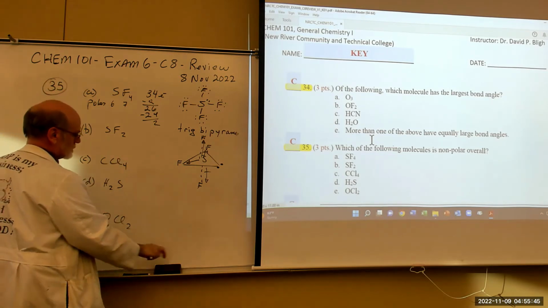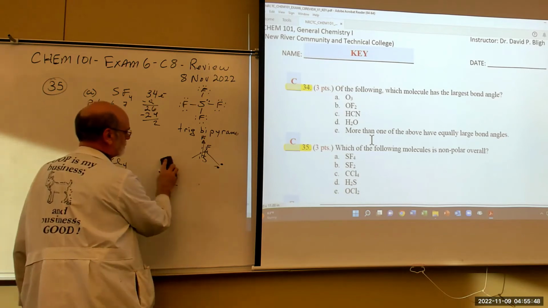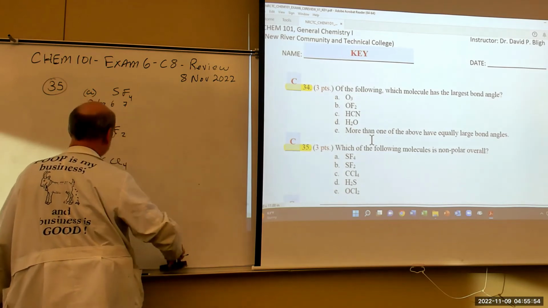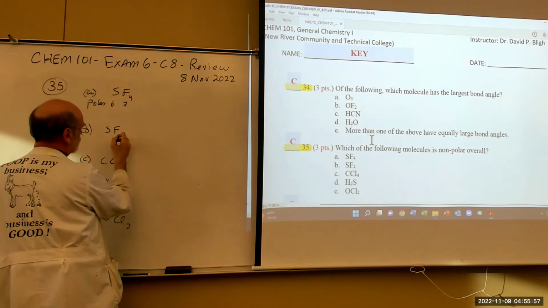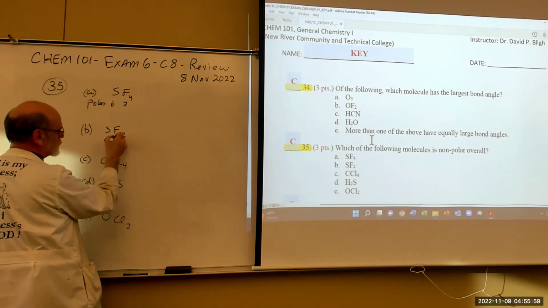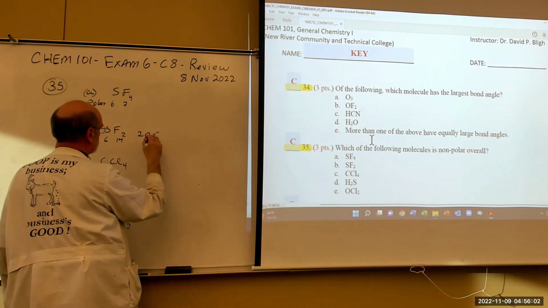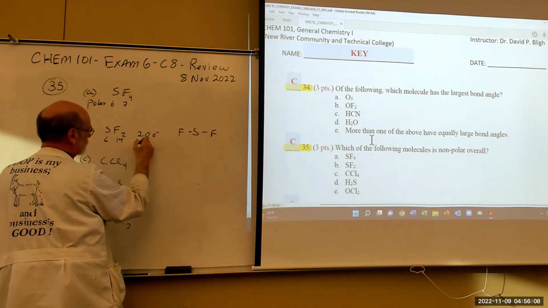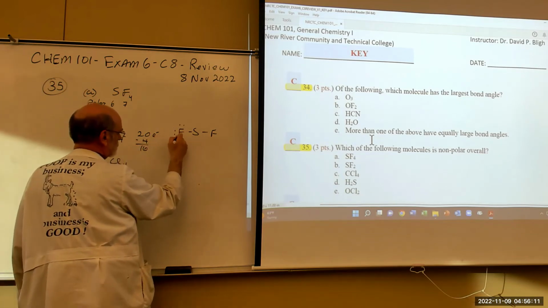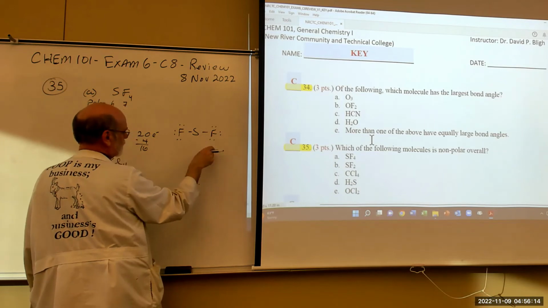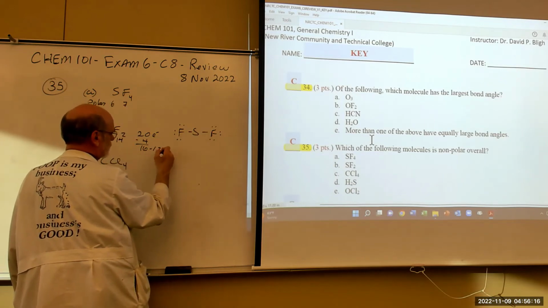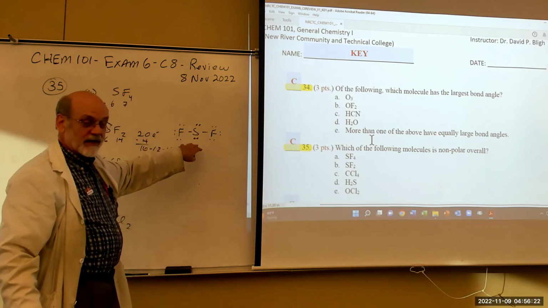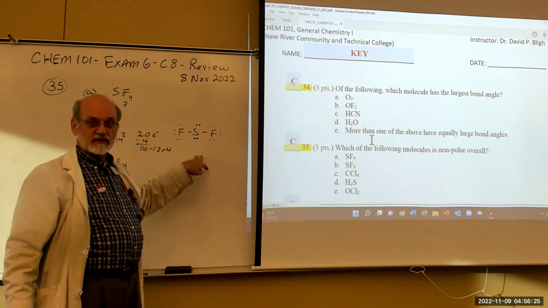How about SF2? I'm going to have to erase this. SF2. So we have 6, and 2 times 7 is 14, so there are 20 electrons. S, F, F. So that's 2, 4, minus 4 is 16. So that's 12 more. 4, like that, like that, like that, like that. Okay. So around the sulfur, you've got 4 groups, which means tetrahedral.